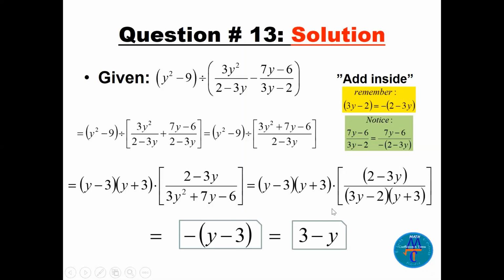Now we see any cancellation. Y plus 3 is canceled. We have 2 minus 3y, 3y minus 2. When you cancel, you should get also minus 1 again. And then y minus 3 is left. So either we write y minus 3 in the bracket with the minus outside, or you can include the minus, distribute, and it becomes 3 minus y. This is a correct and good answer.